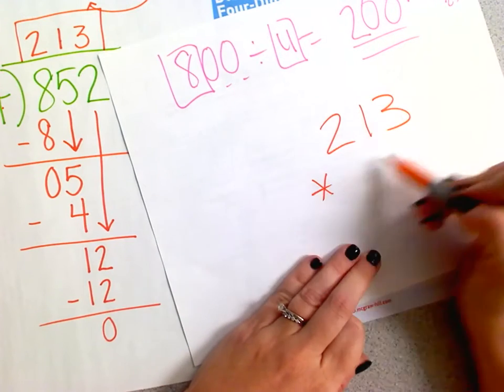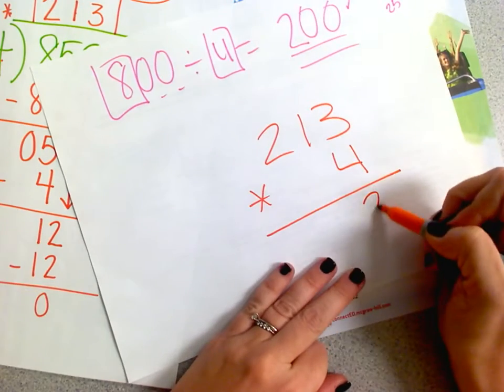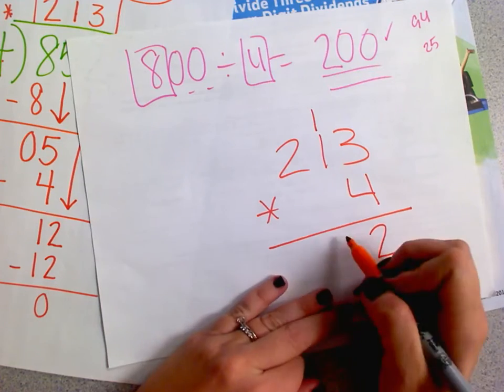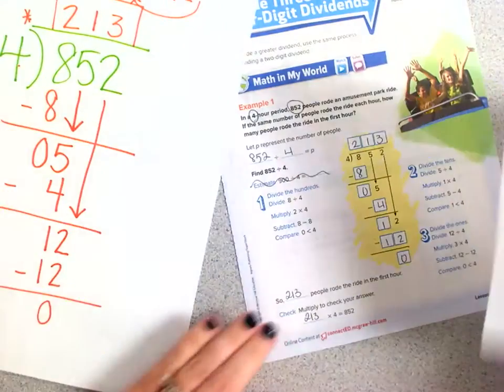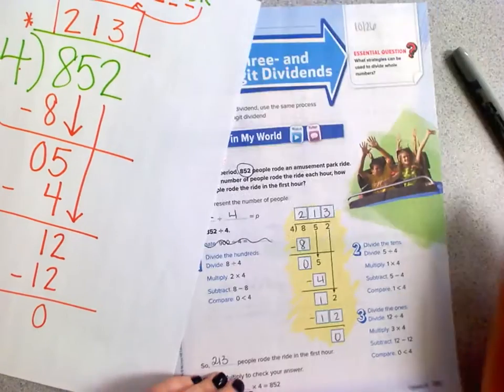213 times 4. 3 times 4 is 12. Put the 2 down, carry the 1. 1 times 4 is 4, plus 1 is 5. 2 times 4 is 8. Is 852 what we were looking for? Yes. So we do have the correct answer.